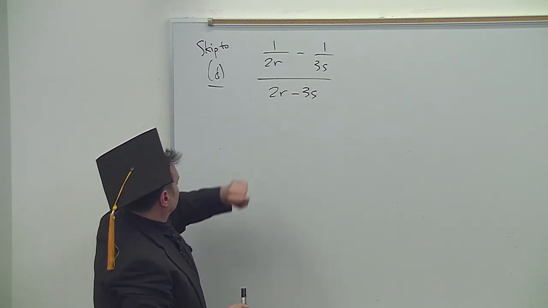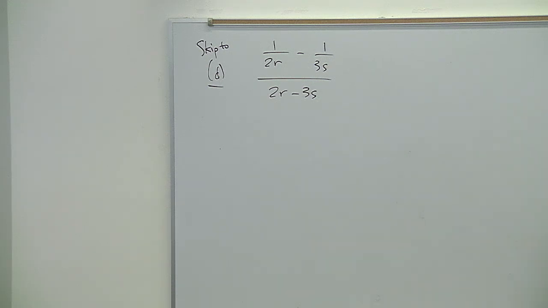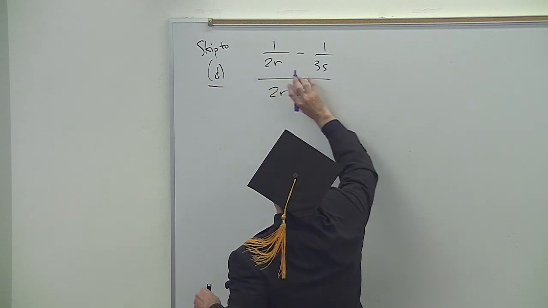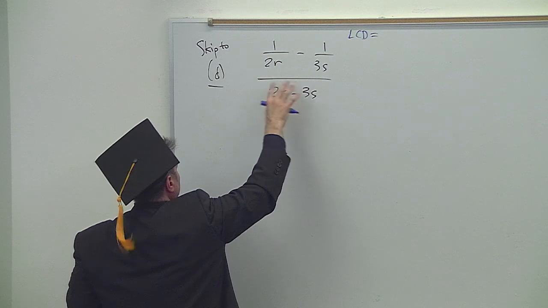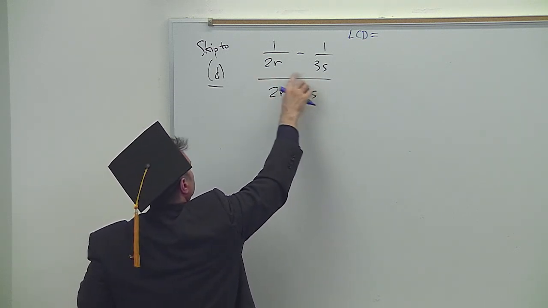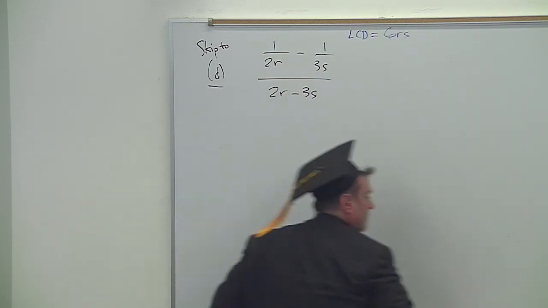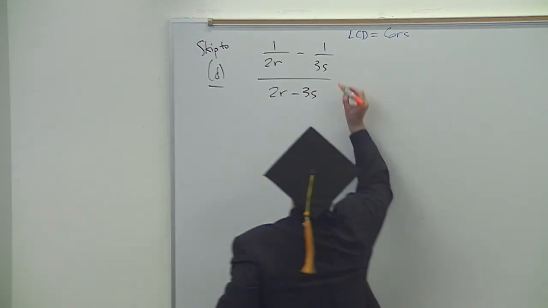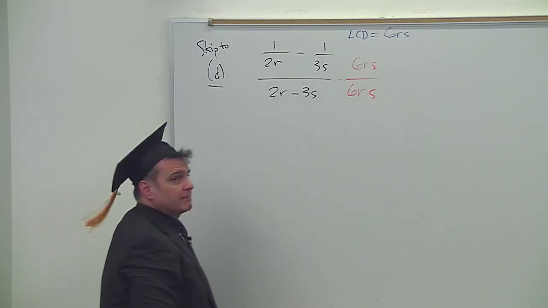What we need to do is to simplify this by finding the LCD of the miniature denominators. The miniature denominators are 2r and 3s. There's no overlap there at all, so we will multiply this all together to get the LCD, and that'll be 6rs. That is what we multiply the numerator and denominator by.